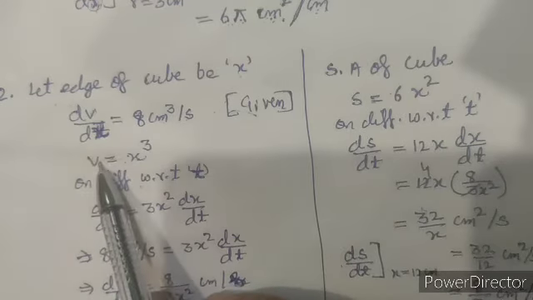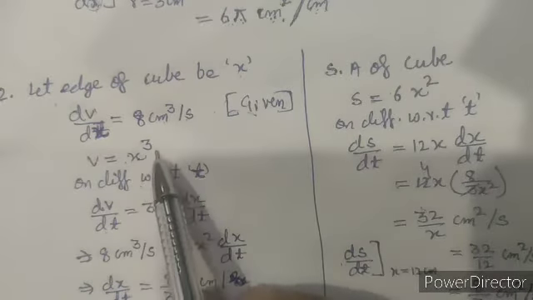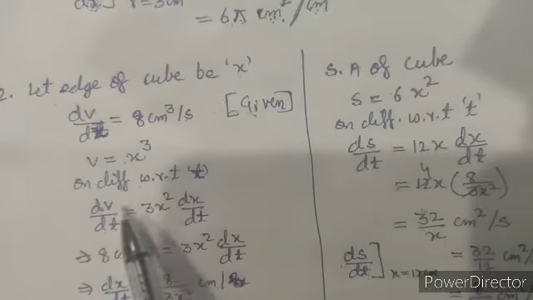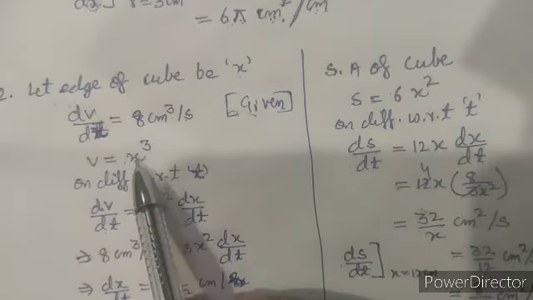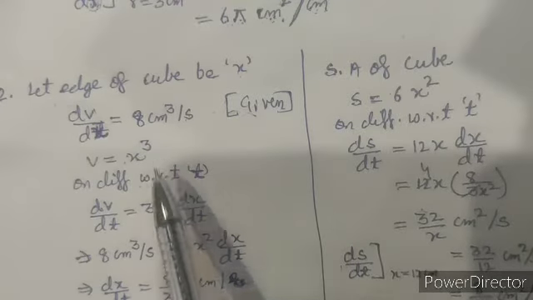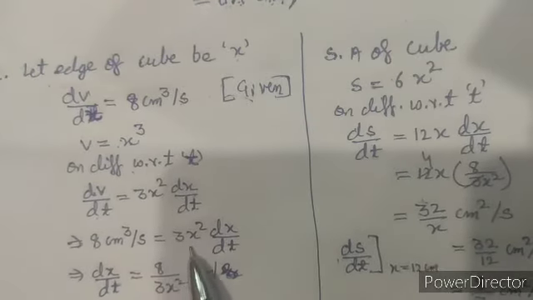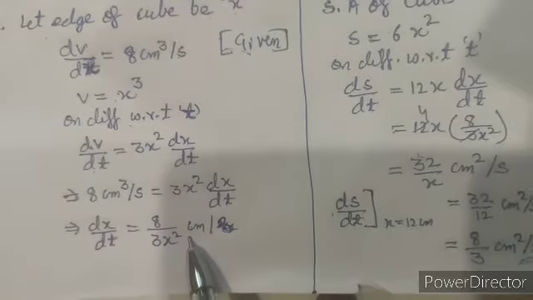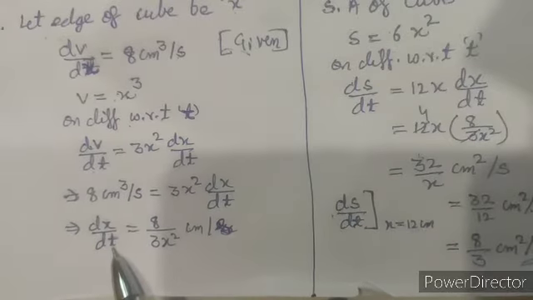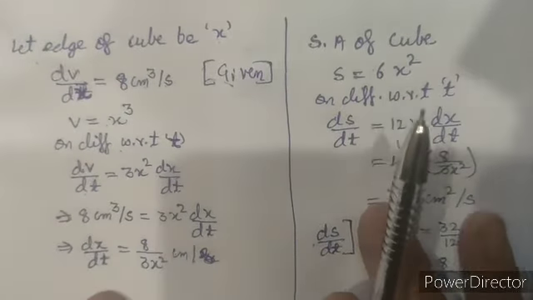We know that volume of the cube is given by edge cube, and edge here we have taken as x, so it will be x cube. As dV by dt is given to us, we will differentiate both sides with respect to t, and that will give us dV by dt equal to d by dt of x cube will be 3x square into dx by dt. Now on putting the value of dV by dt, that was 8, we will get dx by dt as 8 upon 3x square centimeter per second. Here x is the edge of the cube, that will be in centimeter, t is time, and that is given in seconds.